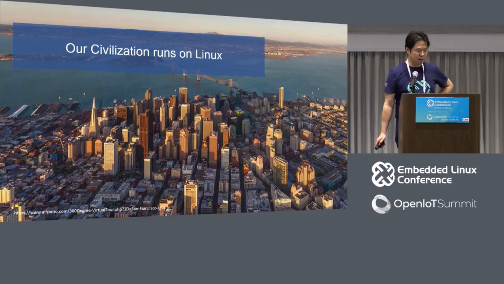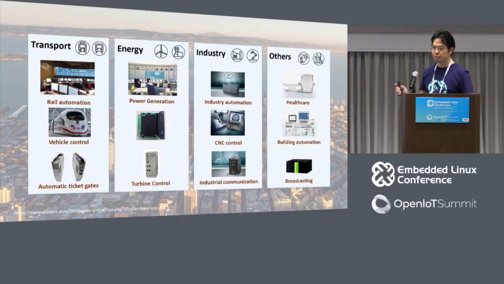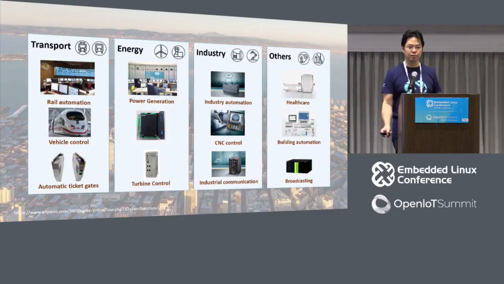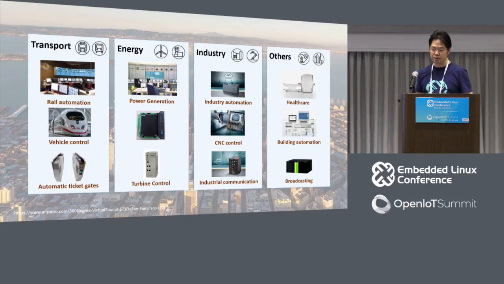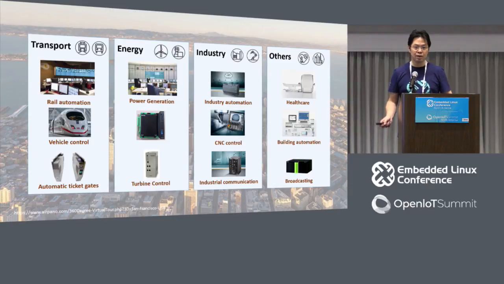So I'd like to say our civilization runs on Linux. That's real. Many infrastructure-related systems, such as transportation, energy, industry and healthcare, already run on Linux. For example, in a power plant, the turbine is controlled by Linux. So if this kind of system just stopped, it would cause serious issues for our lives.